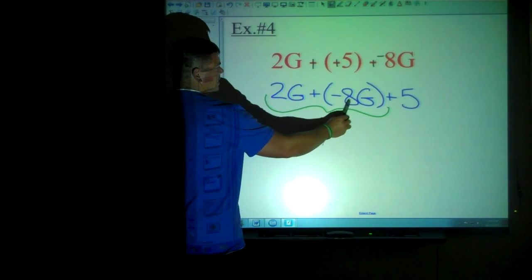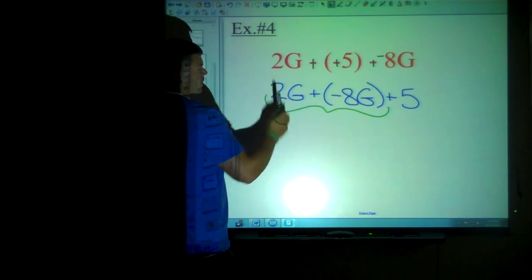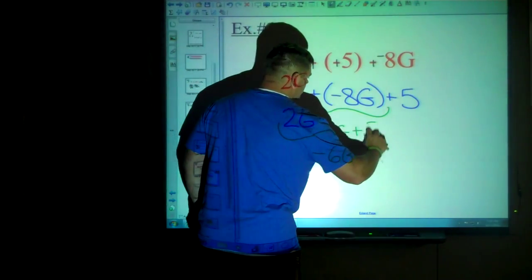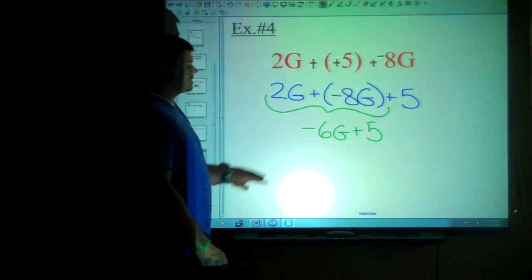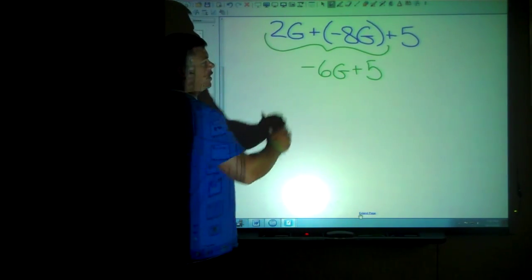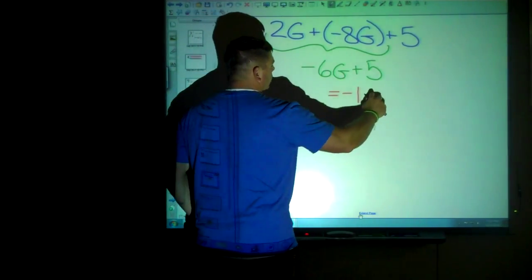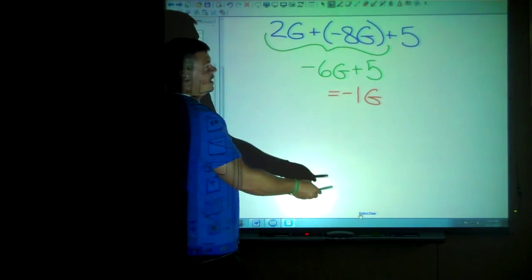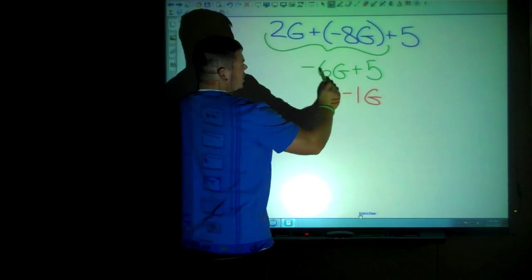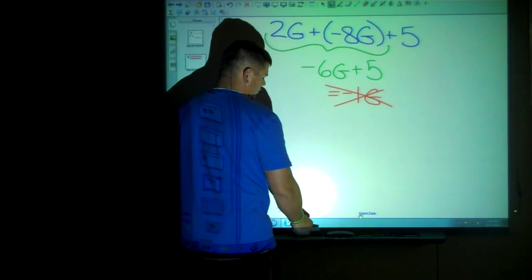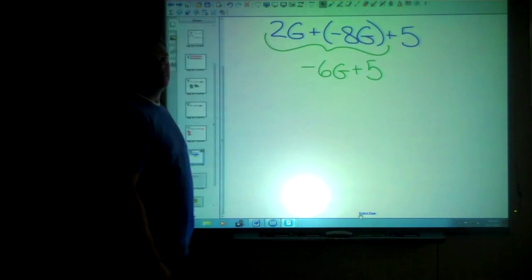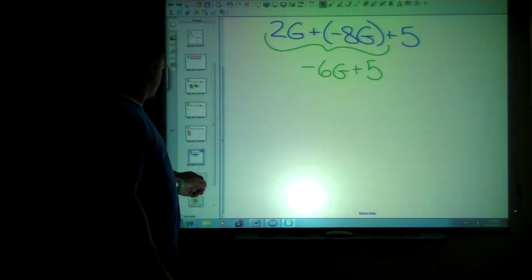Now 2G plus negative 8G, I've got more negatives than positives. I have 6 more negative G's than the positives. At this point, that's as simple as it's going to get. Unfortunately, what some people do is they try to take a step further and they say that's negative 1G. Or maybe they mess up with the signs and say it's negative 11 or positive 11G. This has a G, this does not have a G. You cannot go this far. They can only be added or subtracted if they have the same parts, the same variables.